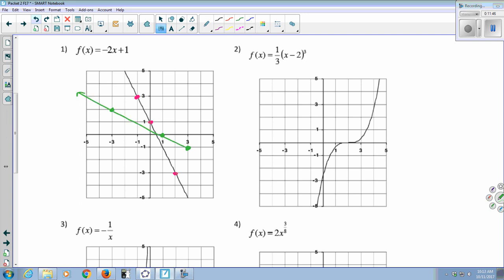There we go. And they do look like they reflect over the line y equals x, or mirror over the line y equals x. All right, so the last thing I'm going to do is try to find a formula for the inverse.